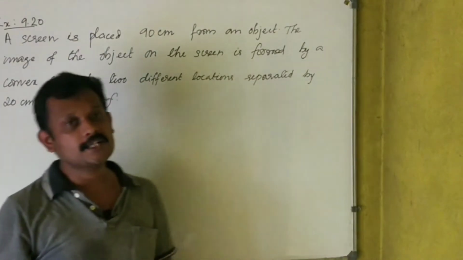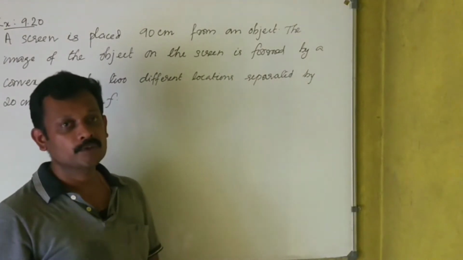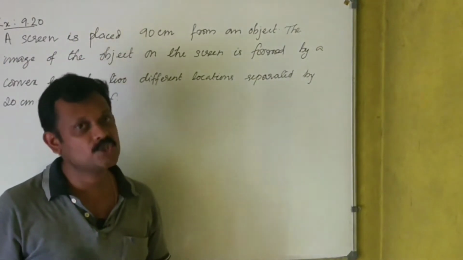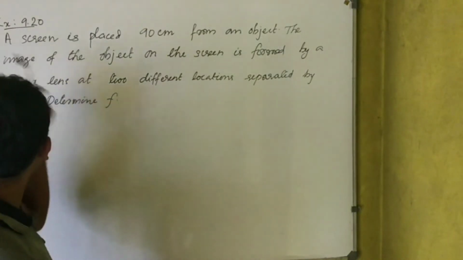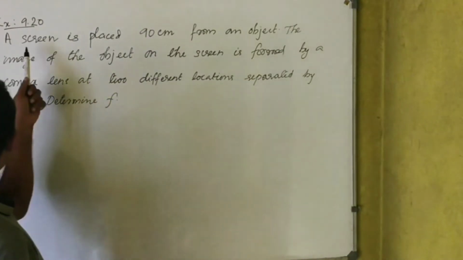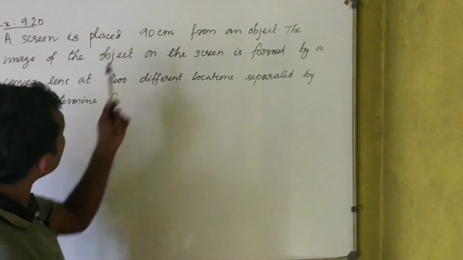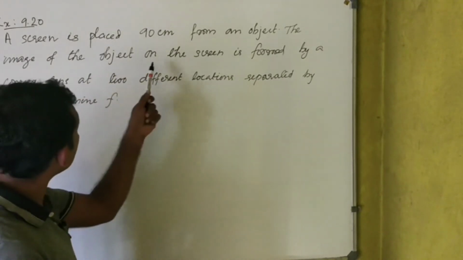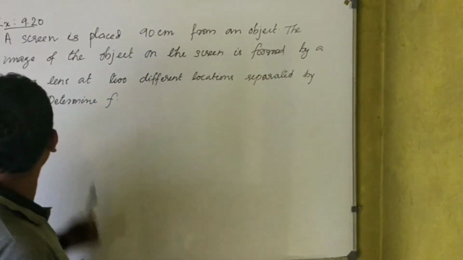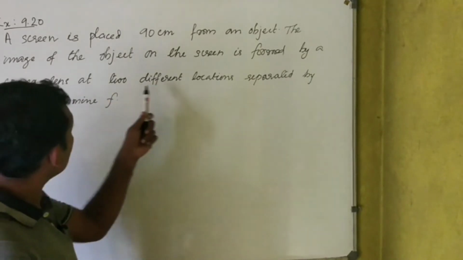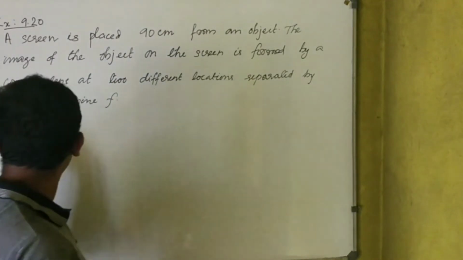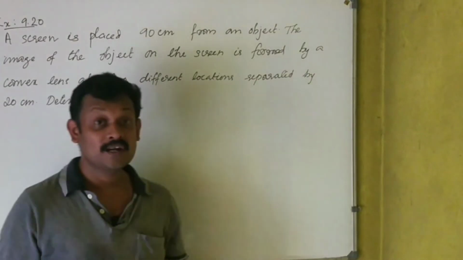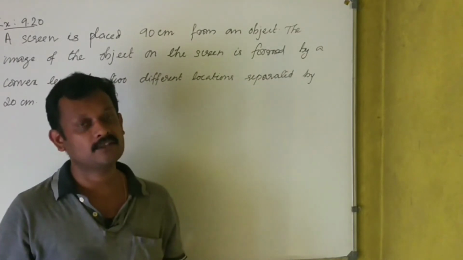Now, to understand the concept of displacement method, we will discuss exercise question 9.20 from the NCERT book. Let us quickly read the question. A screen is placed 90 centimeter from an object. The image of the object on the screen is formed by a convex lens at two different locations separated by 20 centimeter. Your question is to determine the focal length of the lens.